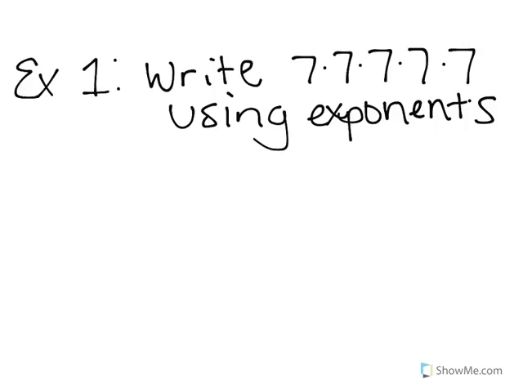So the first example says write 7 times 7 times 7 times 7 times 7 using exponents. When we do that, the number that keeps showing up is called the base. I think of base as the big number. So that big number is 7, and the amount of times that it shows up is our exponent. So that 7 shows up 1, 2, 3, 4, 5 times. So we can write that as 7 to the 5th power. So the number 7 shows up 5 times.